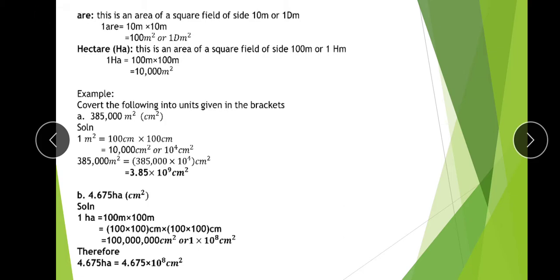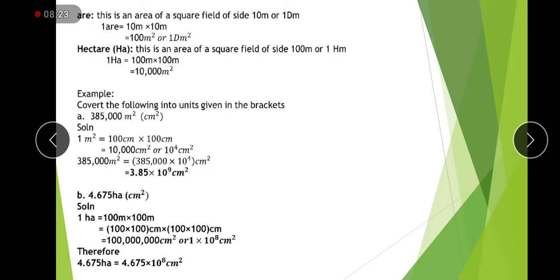Now, I told you that other units of area that we use are the R and the hectare. The R is an area of a square field of side 10 meter or 1 decameter. These two units, R and hectare, we mostly use when we are talking about, for example, a piece of land. We talk about R's and hectares.